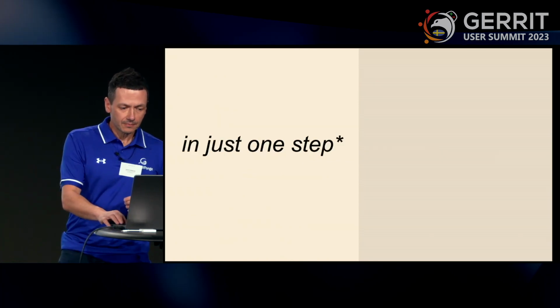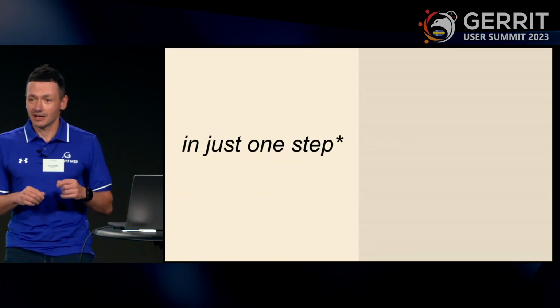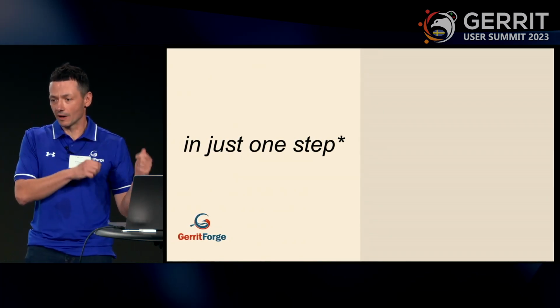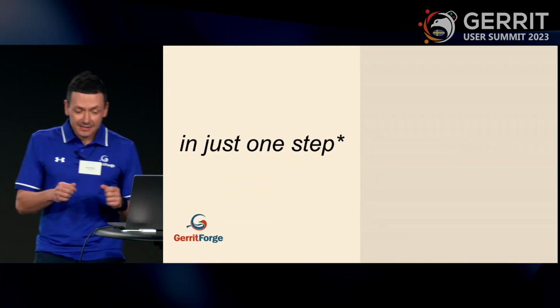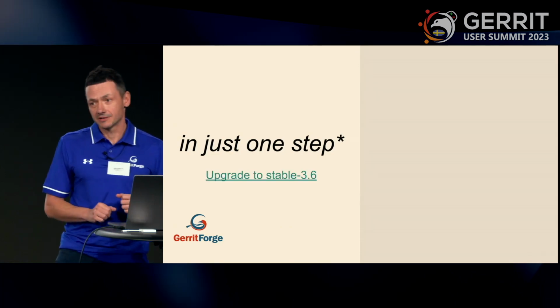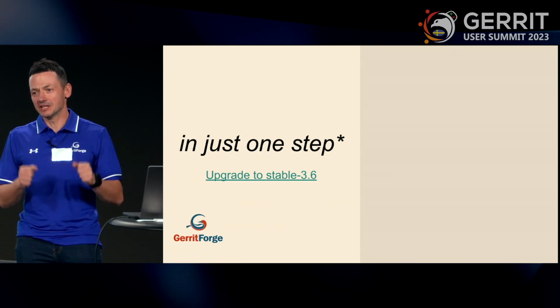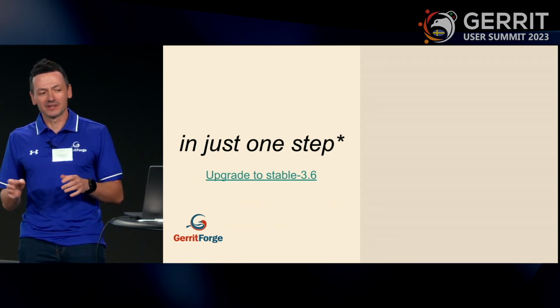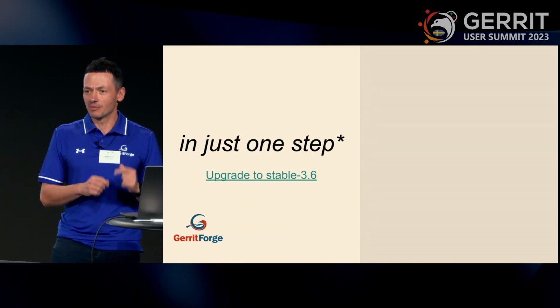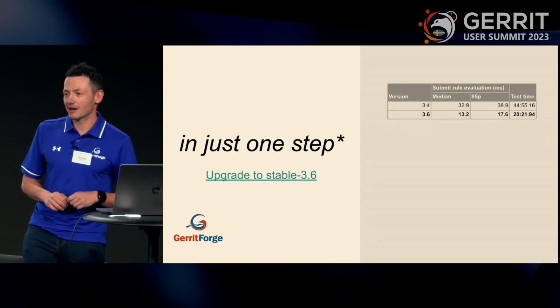And then we go back to how we can make it better in just one step. And the answer is very simple. Upgrade. Stable tree 6. Why tree 6? The oldest still maintained release. Almost the oldest that contains all the improvements that were made.